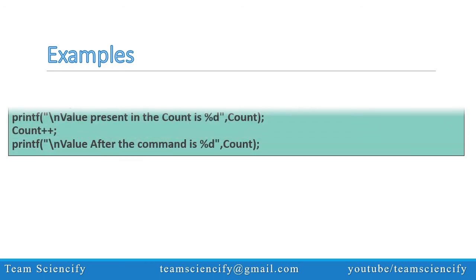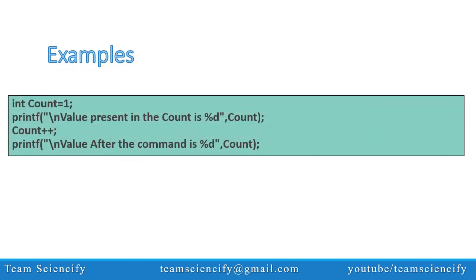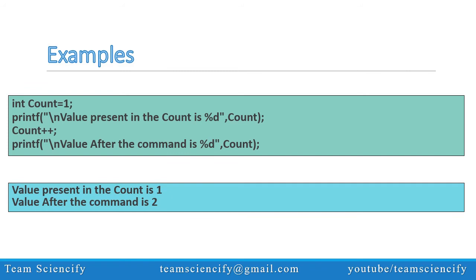In the first example, we have initialized an integer type location with the name count. In this program, we have specified the data type of the used memory location along with the assigned value to it, that is count is equal to 1. We have used the printf command to print the value present in count, that is the value initialized to count during the data type declaration. Then we have used the unary operator count plus plus. This operator will increment the value of count by 1. The output will be printed as value after the command is 2.